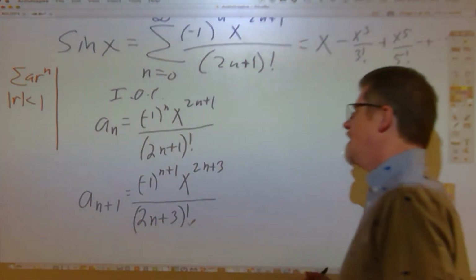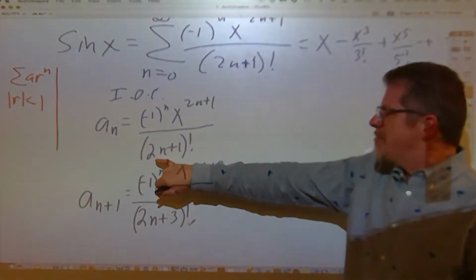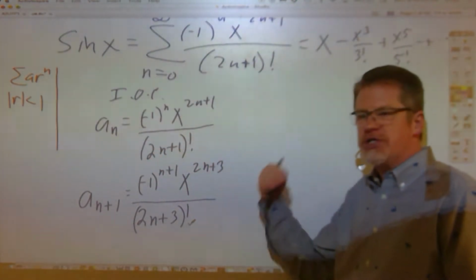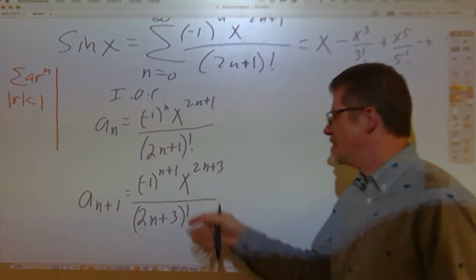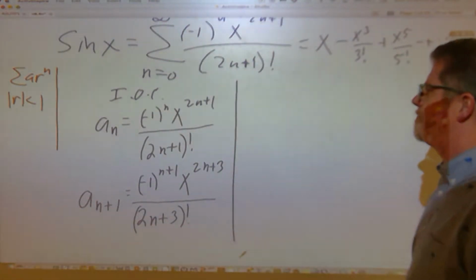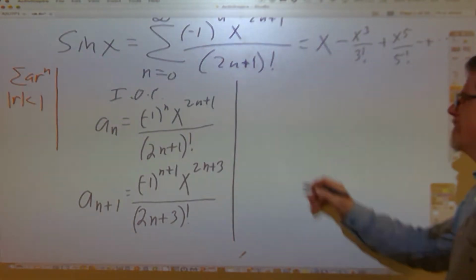I did some work in my head. When I distribute 2 across n plus 1, it becomes 2n plus 2, but 2n plus 2 plus 1 is 2n plus 3, so I just simplified that. So now, let's go and do the hard work of using the ratio test to find the interval of convergence.